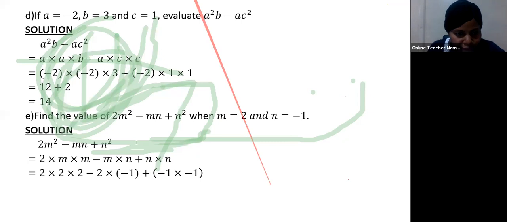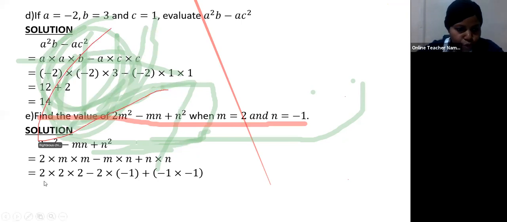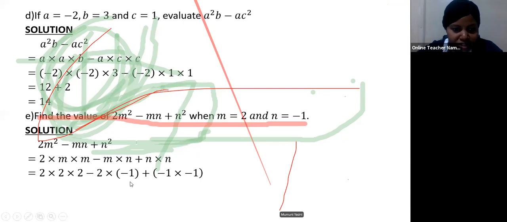So when we replace 2, we are saying 2 times 2 times 2 is going to give us 8. -2 times -2 will give us a +2. -1 times -1 will give us a +1. I'll say that again. 2 times 2 times 2 is 8. 2 times 2, 4. 4 times 2, 8. -2 times -1, +2. -1 times -1 is a +1. So we have 8 plus 2 plus 1 giving us 11.